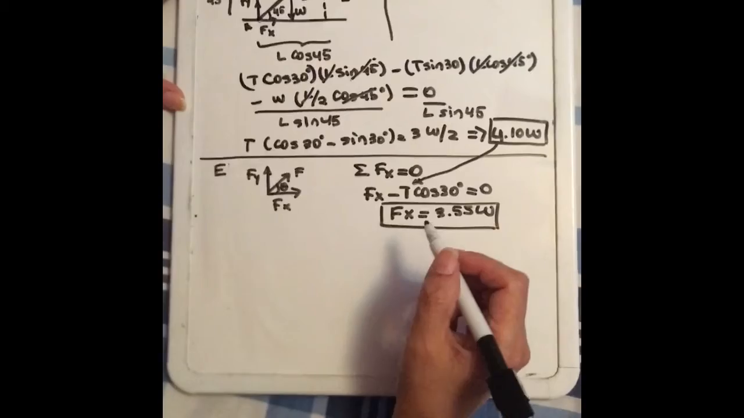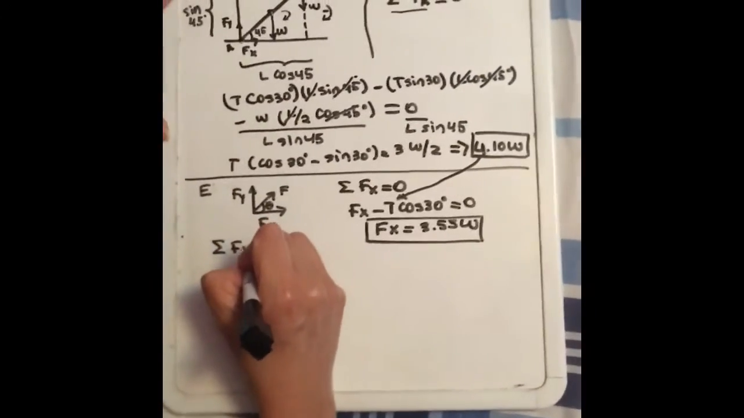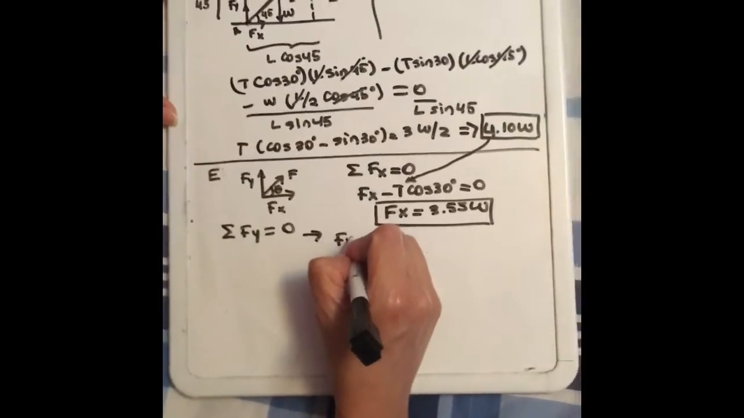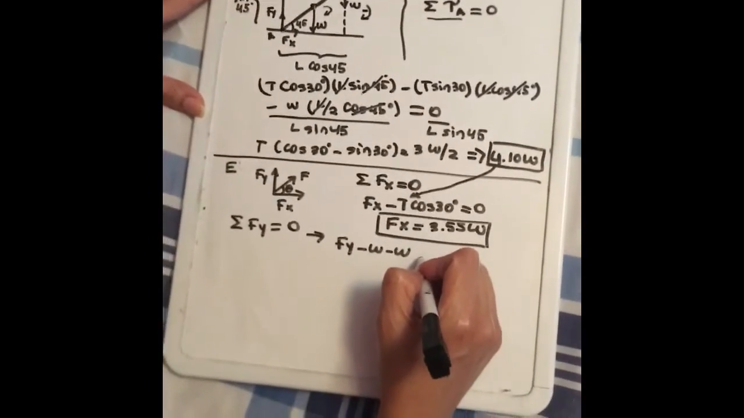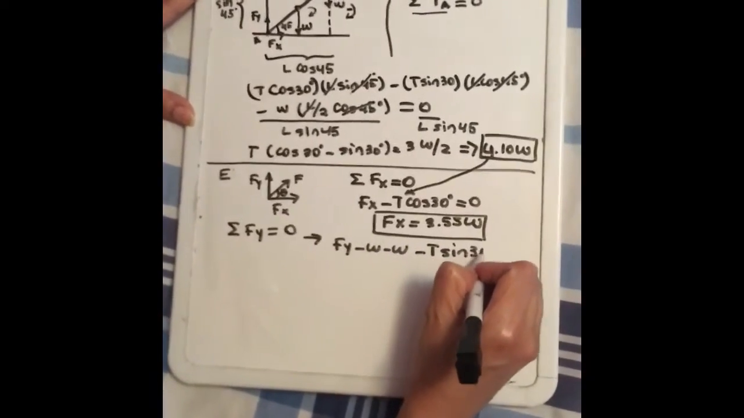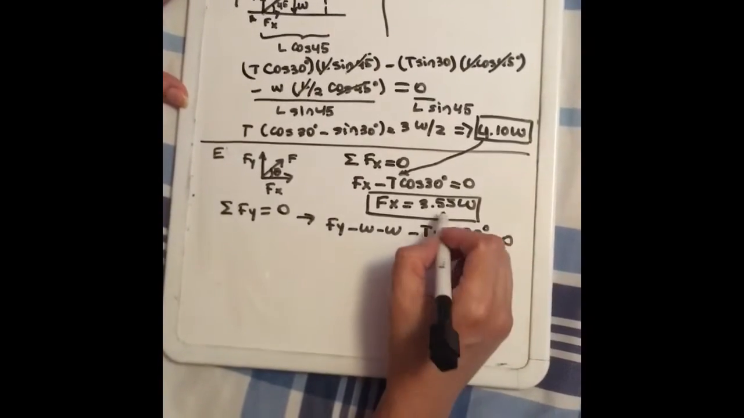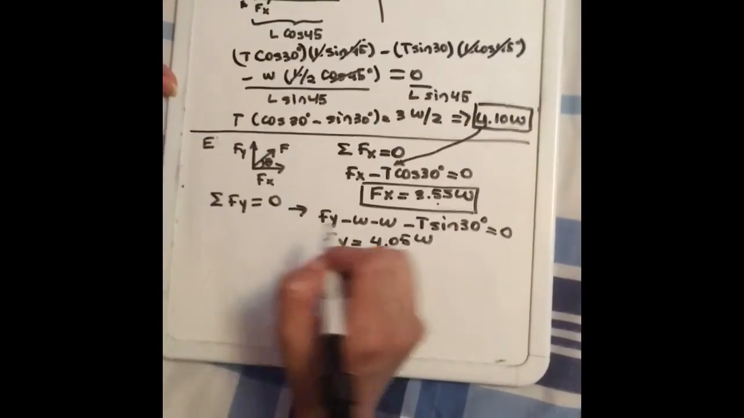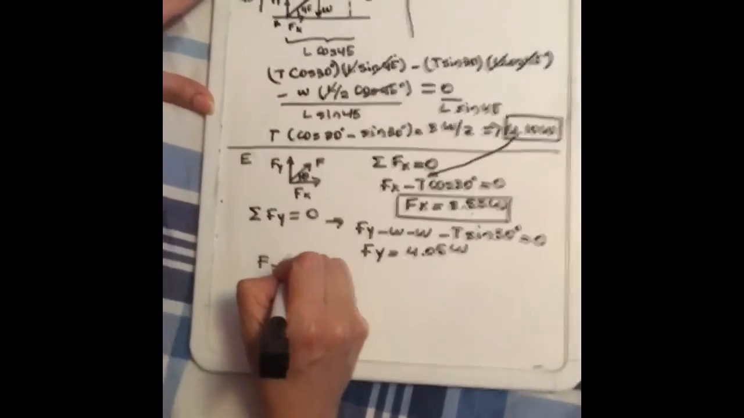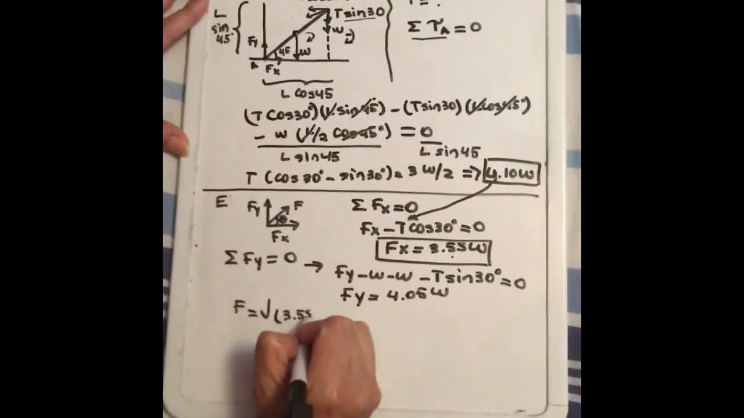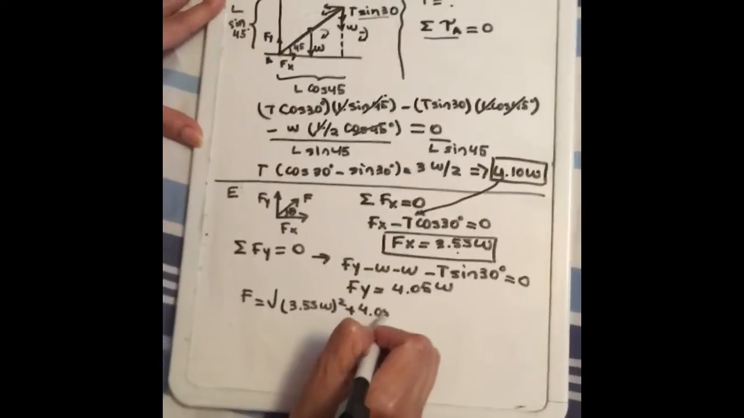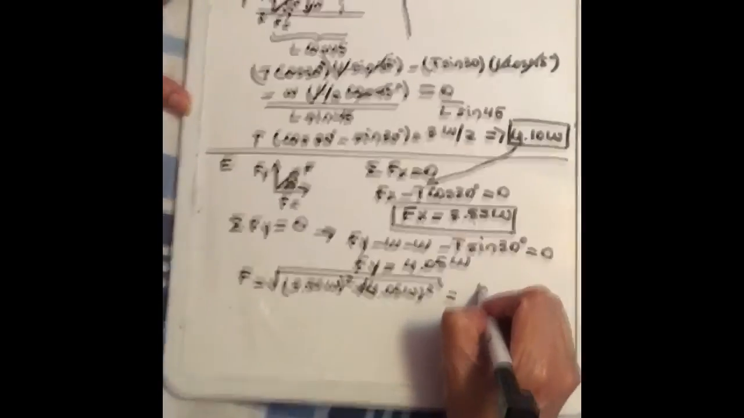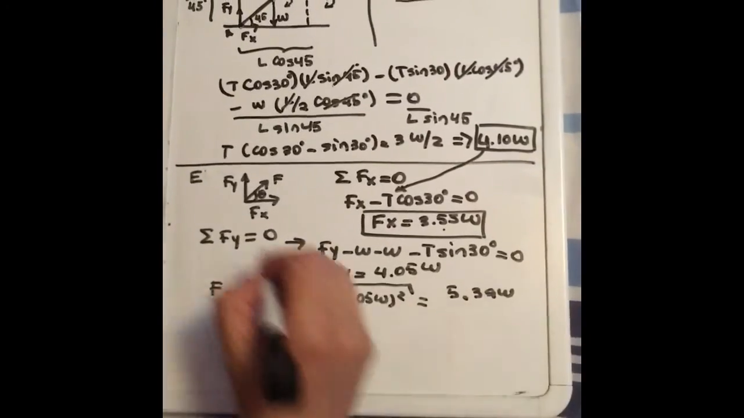This is for the component f of x, and for the component in y, same thing, all the forces in the y direction equal 0, and this gives f of y minus the two weights minus the tension sine of 30 degrees equals 0. Using these values, we find that f of y is equal to 4.05 W. But we need to find the magnitude of the force, which is the square root of 3.55 W squared plus 4.05 W squared, giving a magnitude of 3.39 W. This is for part E.